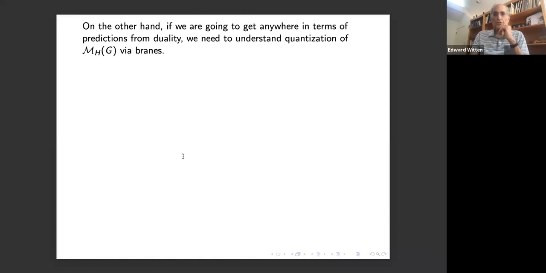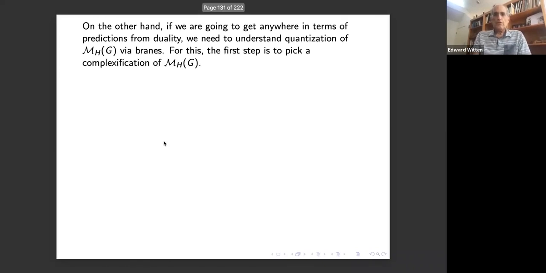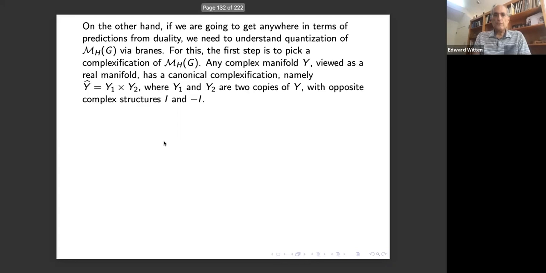On the other hand, if we're going to get anywhere in terms of predictions from duality, we need to understand quantization of the Higgs bundle moduli space via branes. For this, the first step is to pick a complexification of the Higgs bundle moduli space. Well, there's a canonical one. Any complex manifold Y viewed as a real manifold has a canonical complexification, namely Y hat, the product of two copies of Y, Y1 and Y2, with opposite complex structures I and minus I.